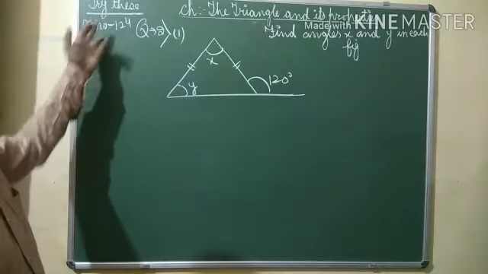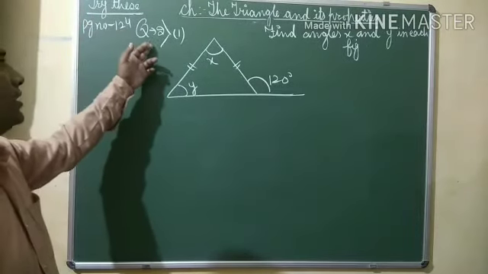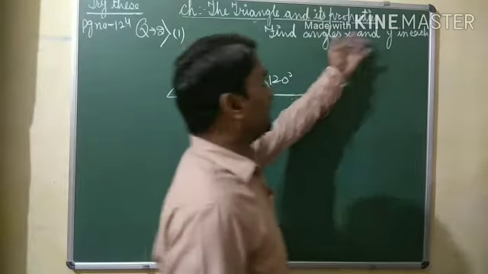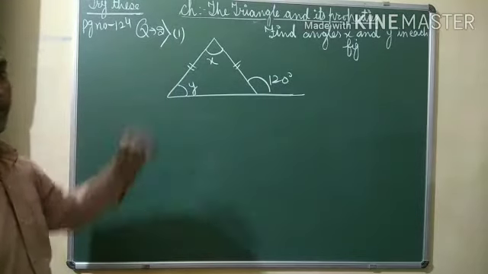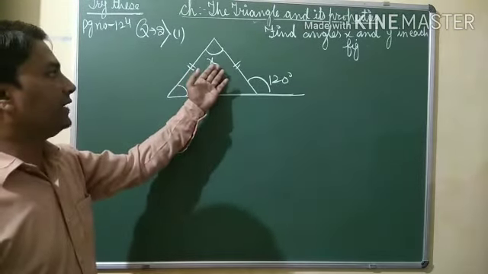Next is Try These, page number 124, question number 2. Find angles x and y in each figure. So first we have question number 2, part 1. In this part we have to find the value of x and y.